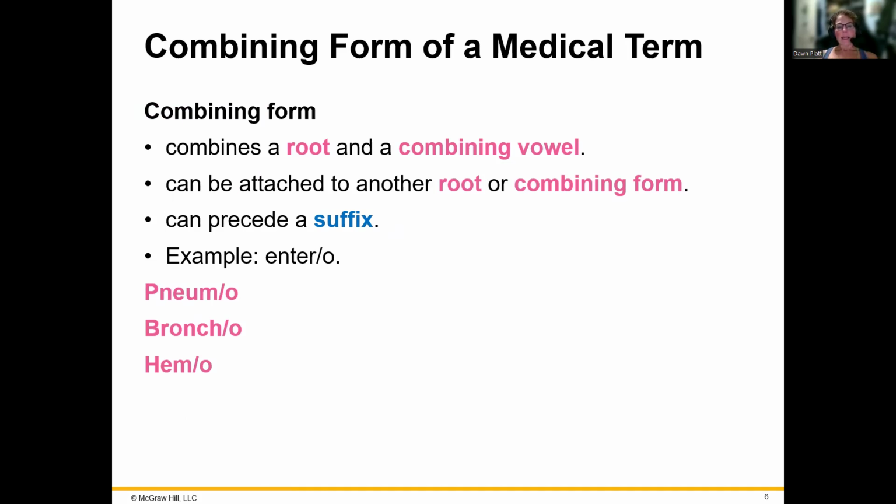Here's again more combining forms. A combining form is actually the root word with a combining vowel. That's all it is. It can precede a suffix, and here are some examples. You can look these up in your book.